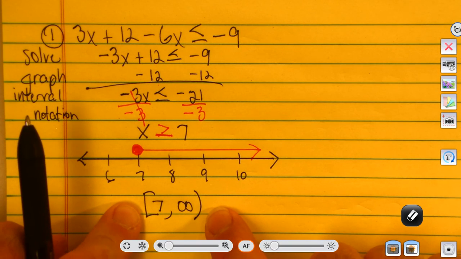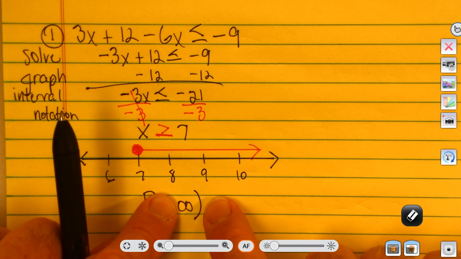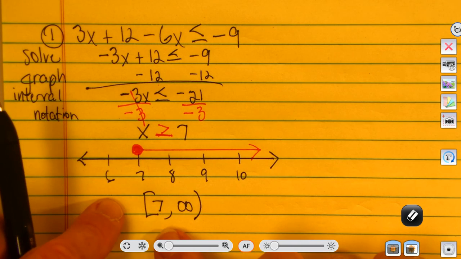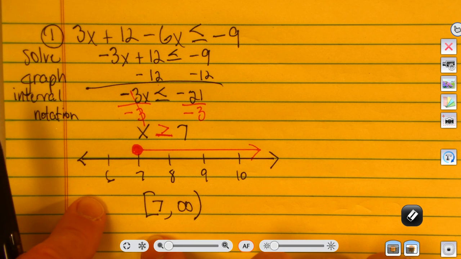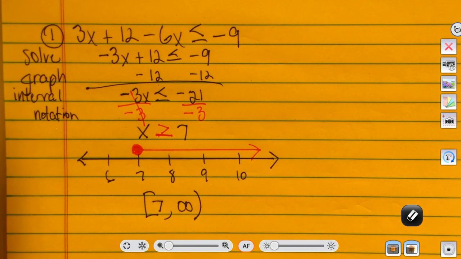To me, in a way, it kind of looks like my graph. If my arrow is pointing to the right, then my infinity sign will be on the right. If my arrow is pointing to the left, my infinity sign will be to the left, but it'll also be negative infinity instead of positive infinity, indicating we're going to the left. And we'll look at some problems like that as well. That's the solution. I've solved it, I've graphed it, and I've written my answer in interval notation.